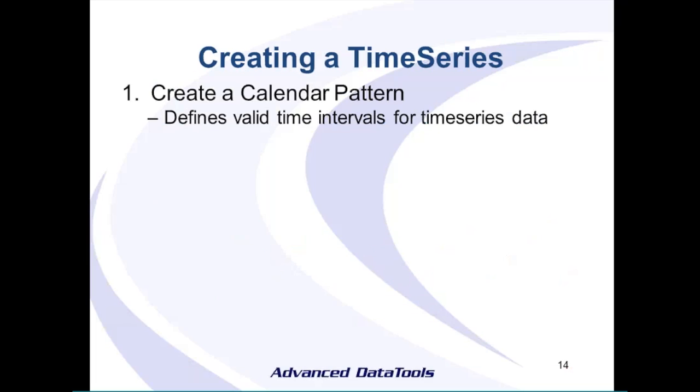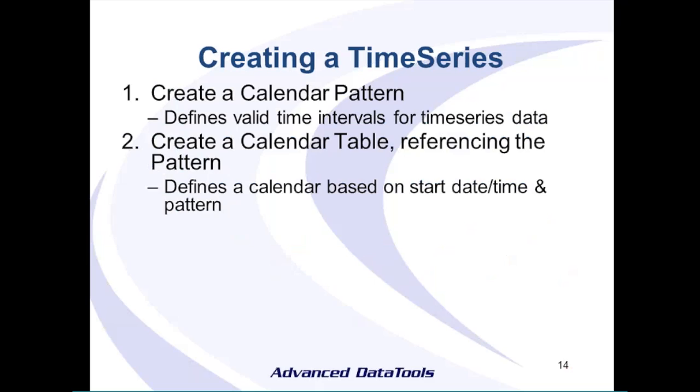Okay, so how do we create a time series? I'm going to lead you through the steps. There's about 5 steps to create a time series from scratch within the database. The first step is to create a calendar pattern. This defines the valid time intervals for time series data. So when do you expect to get data? When do you not expect to get data? That's used with the calendar table, which has the start date and time of the pattern, and the calendar pattern will be repeated in there. Those two things work together, so you know when valid data values come in.